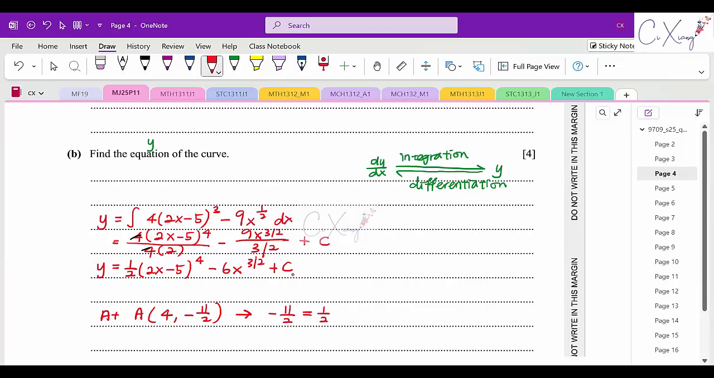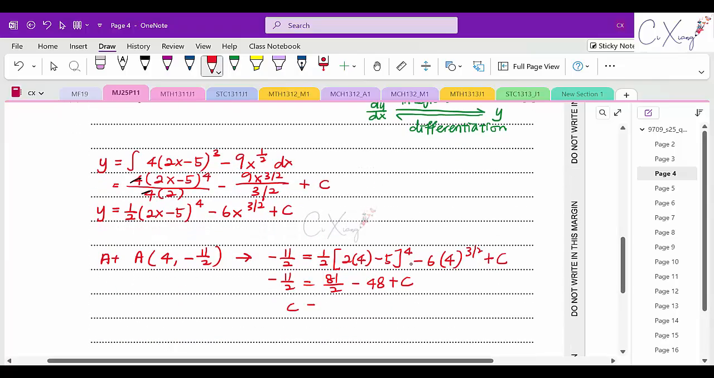So y equals to half, then 2x means 2 times 4 minus 5 power 4, minus 6, then 4 power 3 over 2, then plus c. Try to simplify this whole equation here, and if you do it without any careless mistake, this is what you should get. By right, your c should be, where is it? 2.